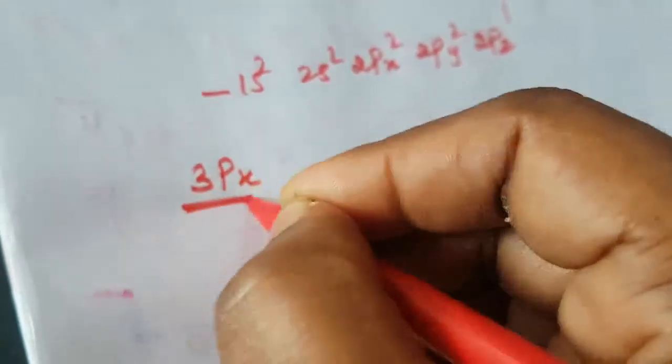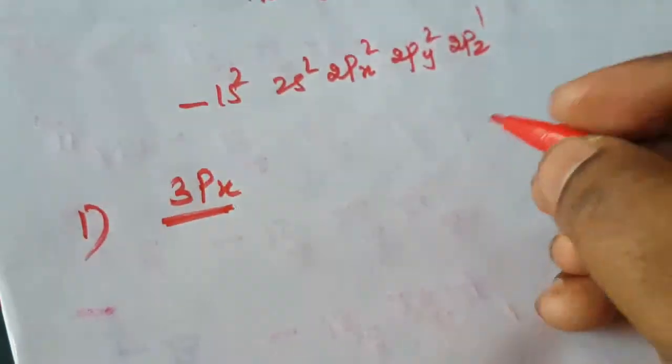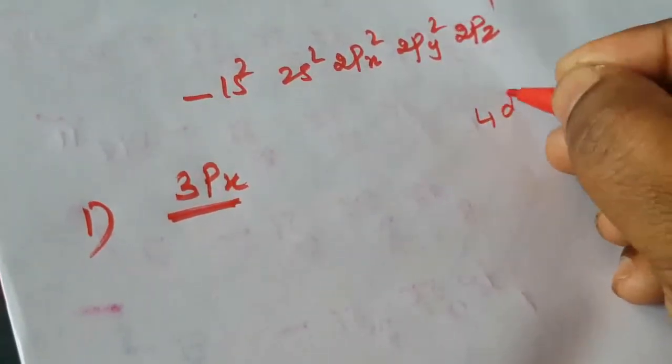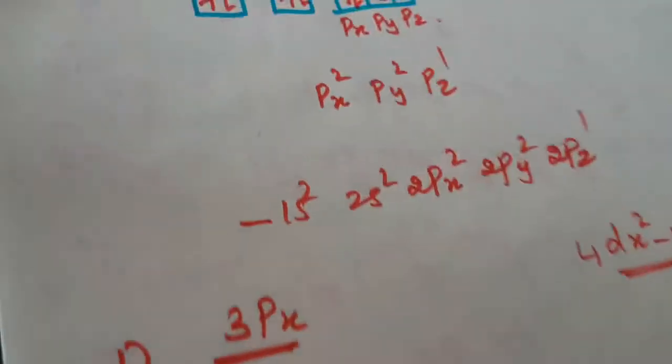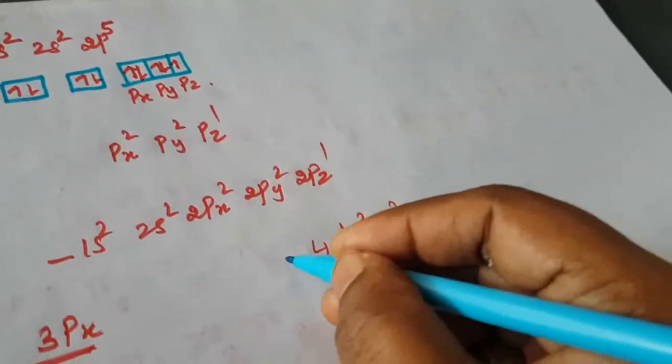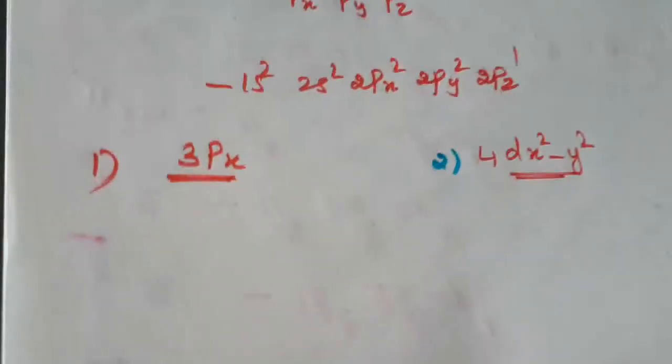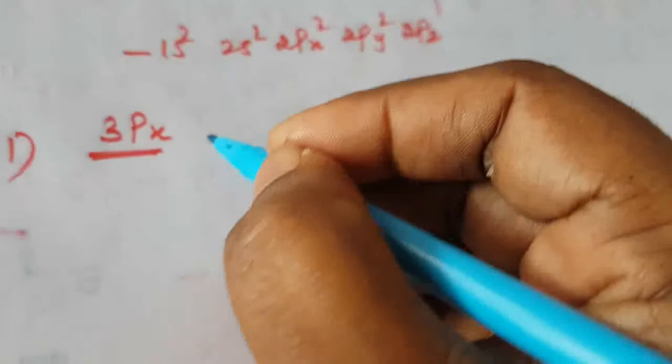Okay, this is one question. You write the 4 possible quantum numbers for 4dx square minus y square. This is another question, right? This is one question. Second question: how to write the 4 possible quantum numbers?